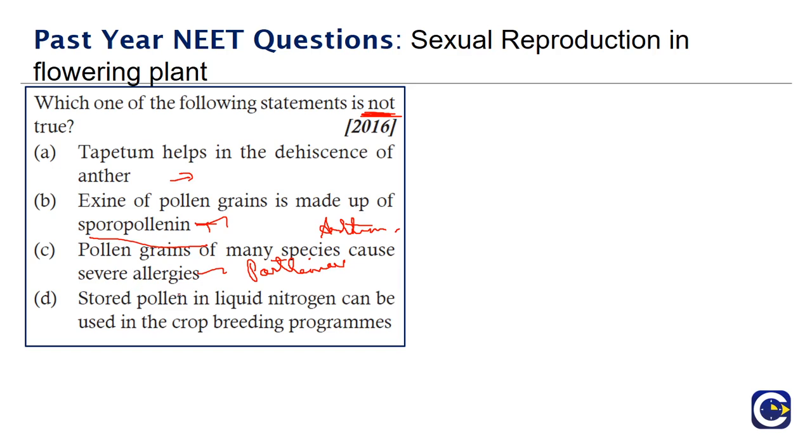Stored pollen grains in liquid nitrogen can be used in crop breeding programs. Yes. The temperature is minus 196 degrees Celsius. Yes, this can be used so that the old plants or even the plants that are becoming endangered, or the plants which are found in very remote places, but we try to develop them here, so we can take their pollen grain and we can use them.